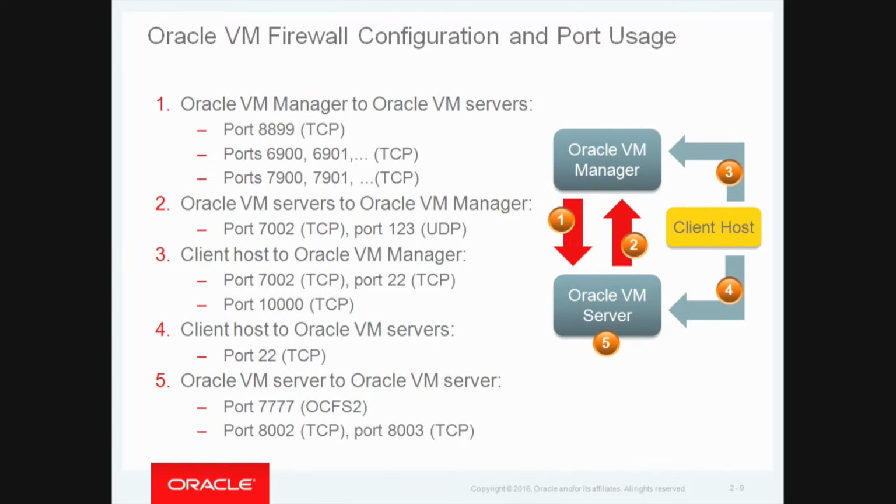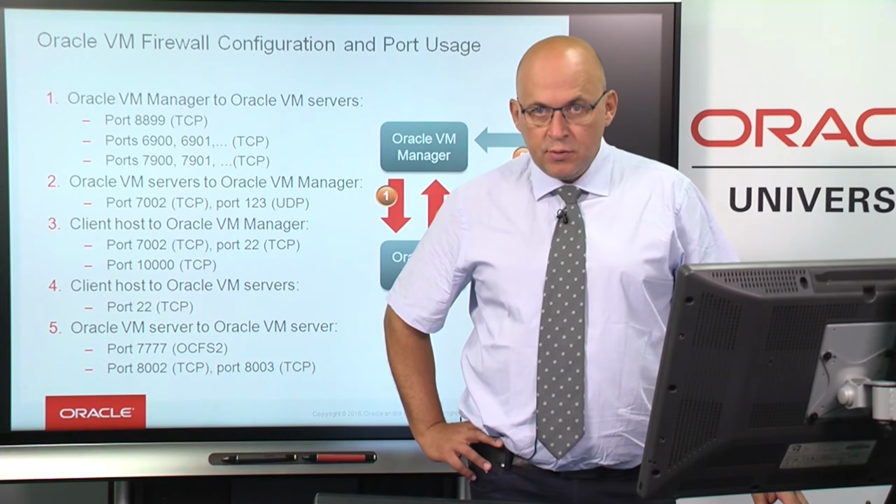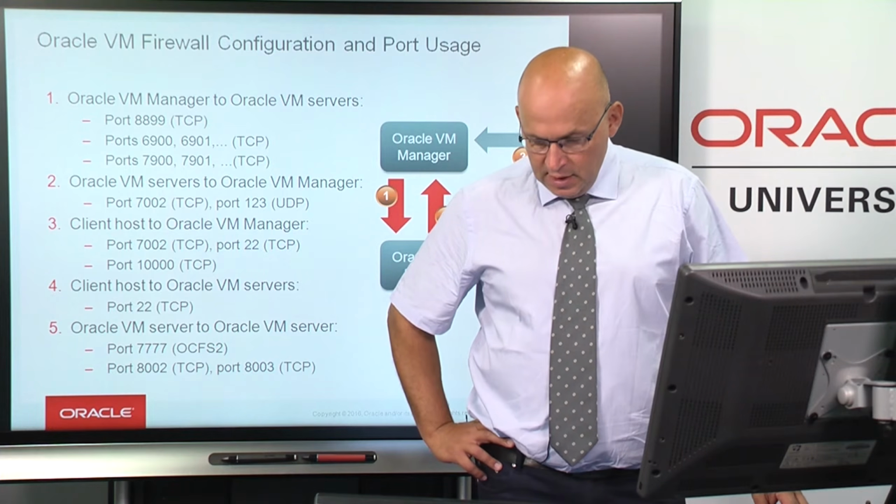The port 22 will be open because you need to perform any kind of operations on your servers. The 7002 will be used to communicate through the web server console, HTTPS, and the port 10,000 has to be open as well on the Oracle VM Manager because this port will be used from the command line in order to make configuration by using a specific approach which will load several commands.